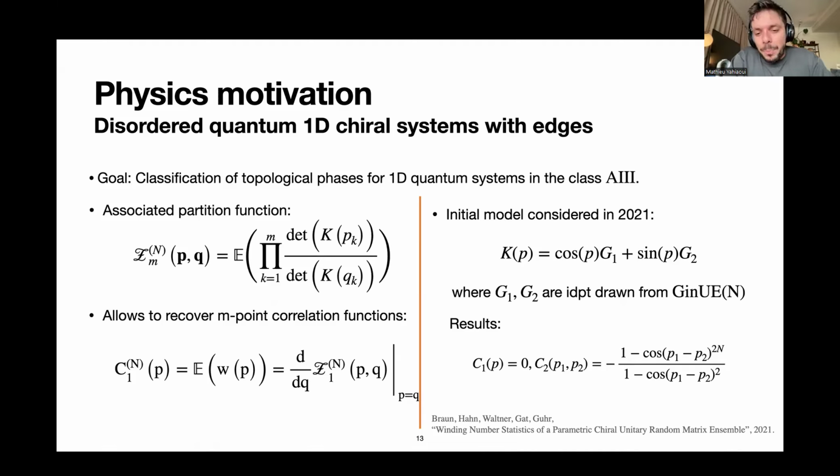And so it turns out that the first correlation function in that paper was 0. And there's a good reason why. And at the level of the second correlation function, they also had some interesting function, which has a nice scaling limit.